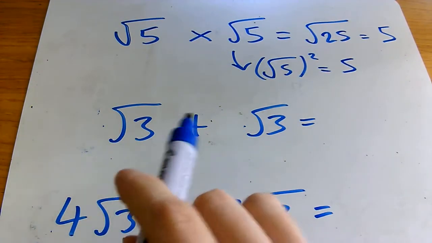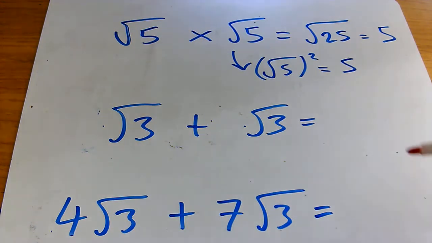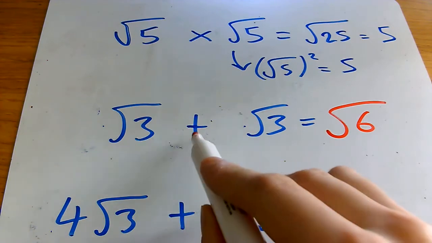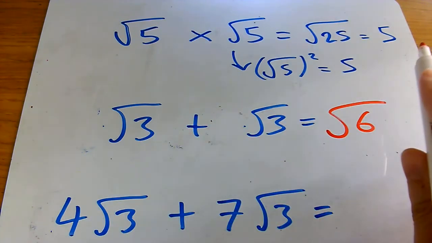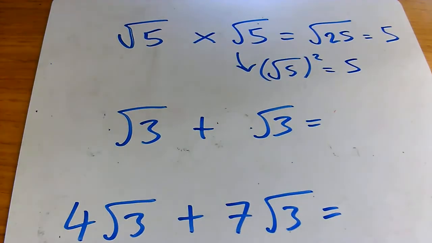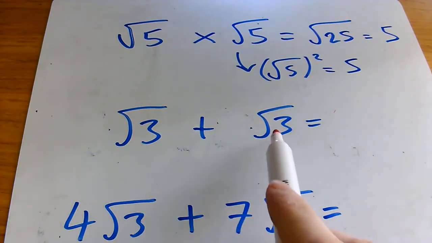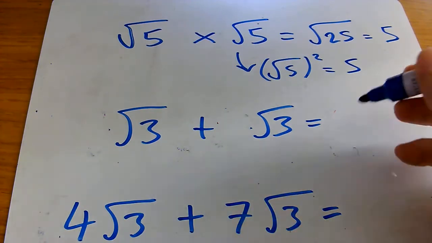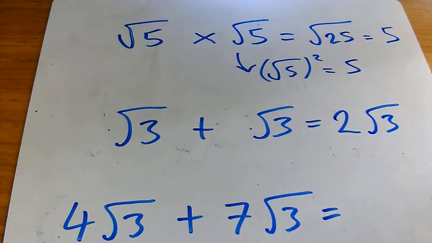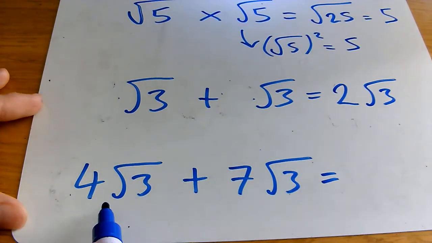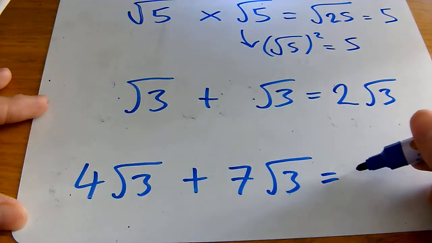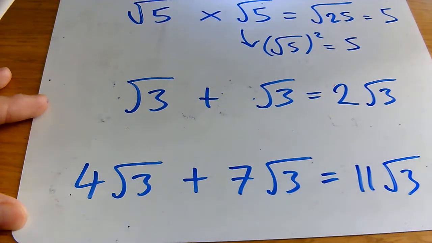When you're adding surds though, what you are not allowed to do is this. That's wrong. Root 3 add root 3 is not root 6. Instead, you have to treat the surds kind of like algebraic terms. So there's one root 3 here, another root 3 there. What you've got in total is 2 root 3's. Same thing here. Here's 4 root 3's, add 7 root 3's. So you're just going to collect up all the root 3's, and in this case we've got 11 of them.